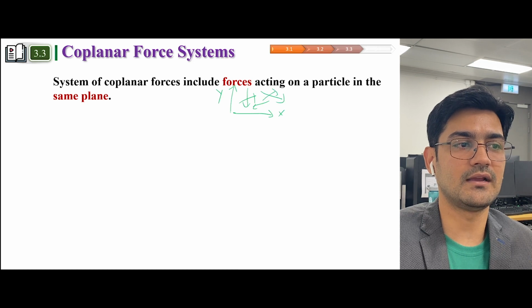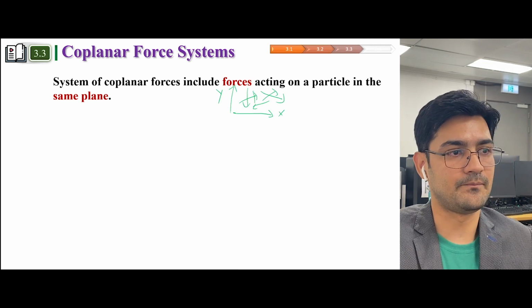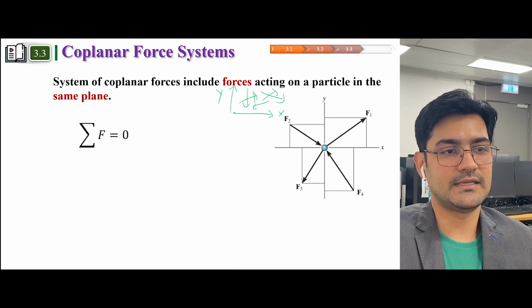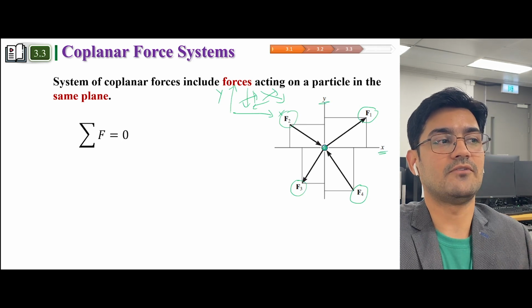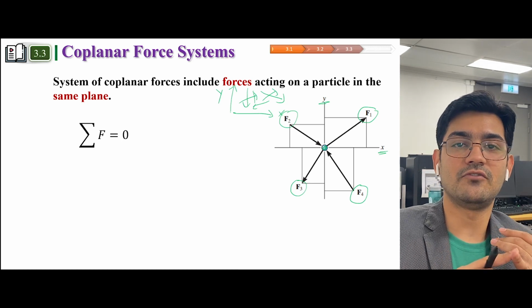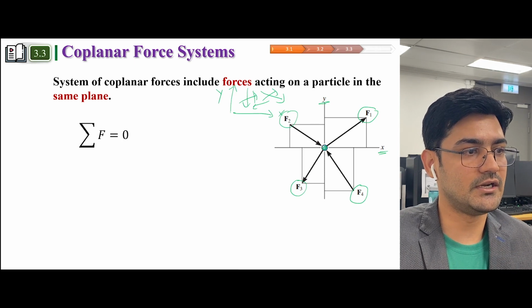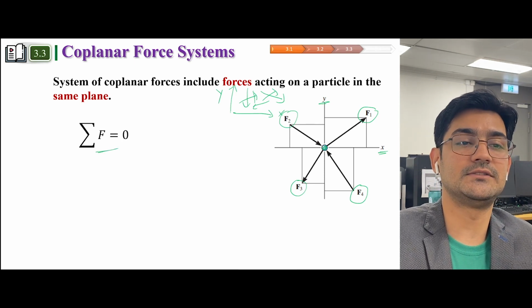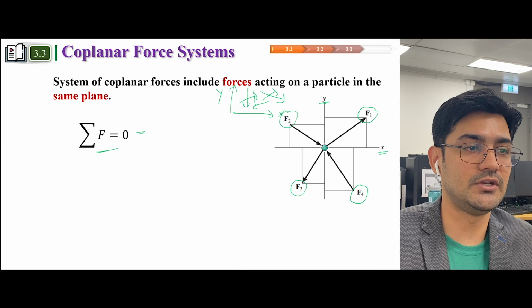So if all the forces acting are on the same plane, then this type of force system would be called a coplanar force system. For example, you have a particle, and that particle has four forces acting on it in an x and y axis. So this type of system is called a coplanar force system. Now the condition of equilibrium is that the summation of all forces should be equal to 0. So if we are saying that this particle is in equilibrium, then it has to satisfy the condition that the summation of all the forces is equal to 0.